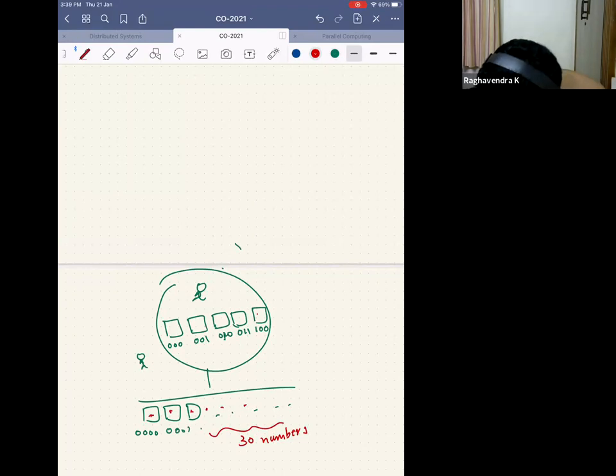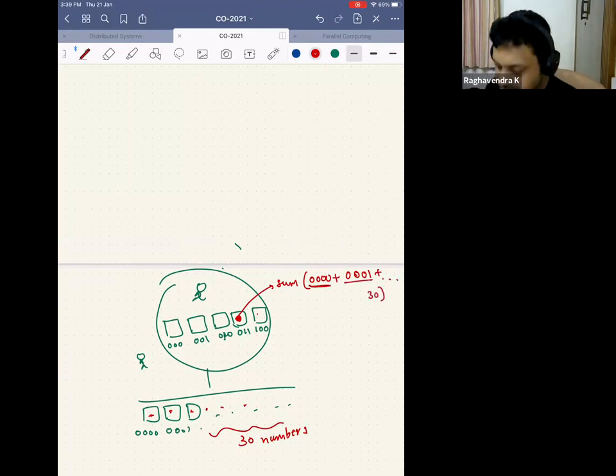Let's say I want to finally store it in this box. What is this storing? This is storing the sum of 0,0,0 plus 0,0,0,1, plus whatever is there in 0,0,1, plus up till 30 numbers. So it is storing that number. So that is my goal.